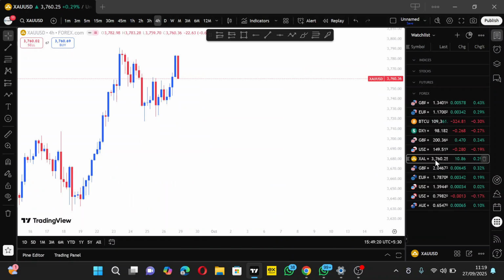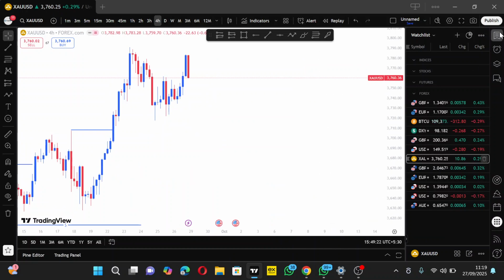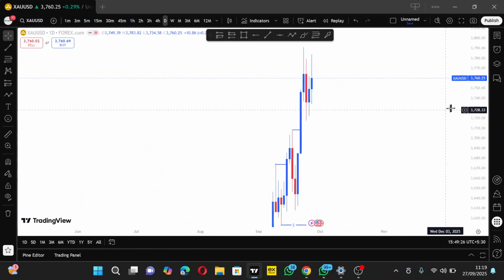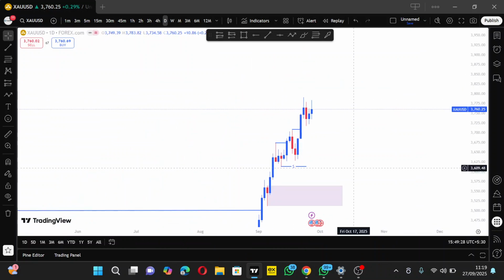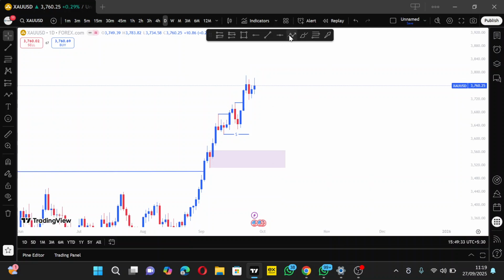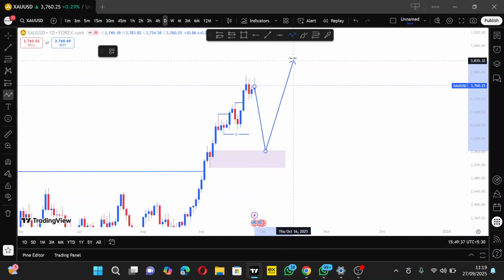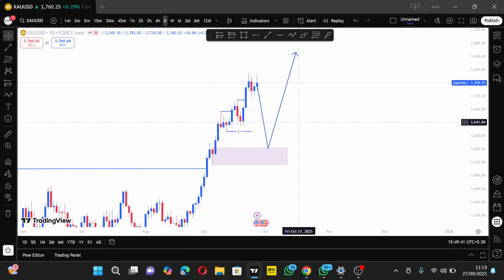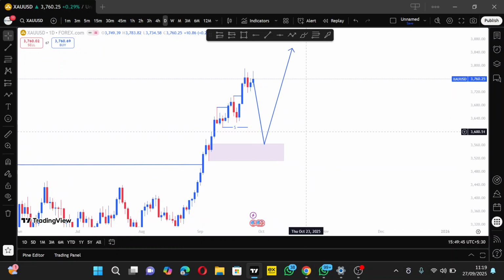Then let's go to gold. So for gold, let's go to daily time frame. Before I start trading gold, this is my analysis for gold. I'm expecting price to pull back all the way down to this area before we buy again. For now, I don't want to trade the shares because gold is a very highly manipulative pair.